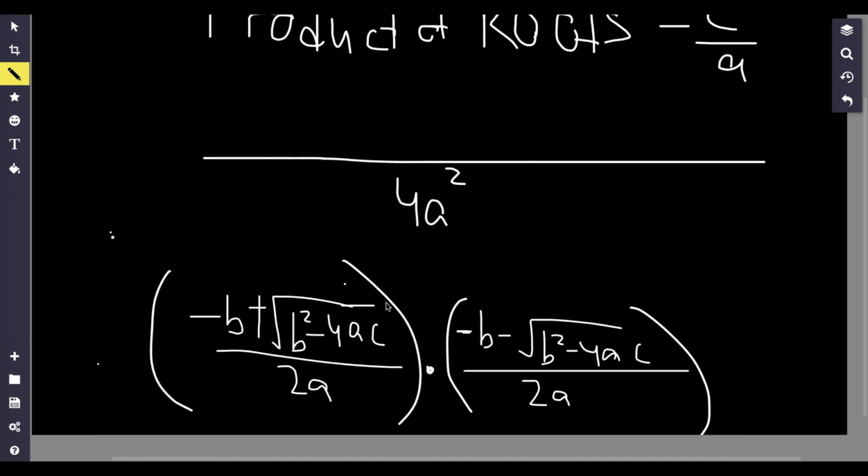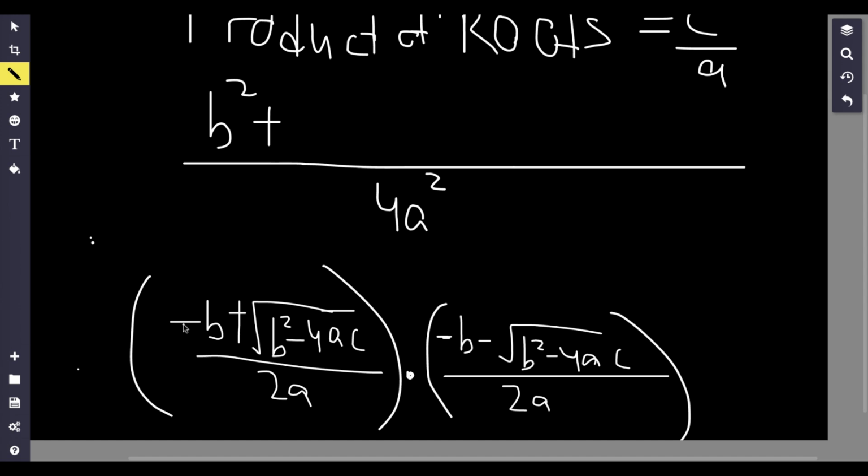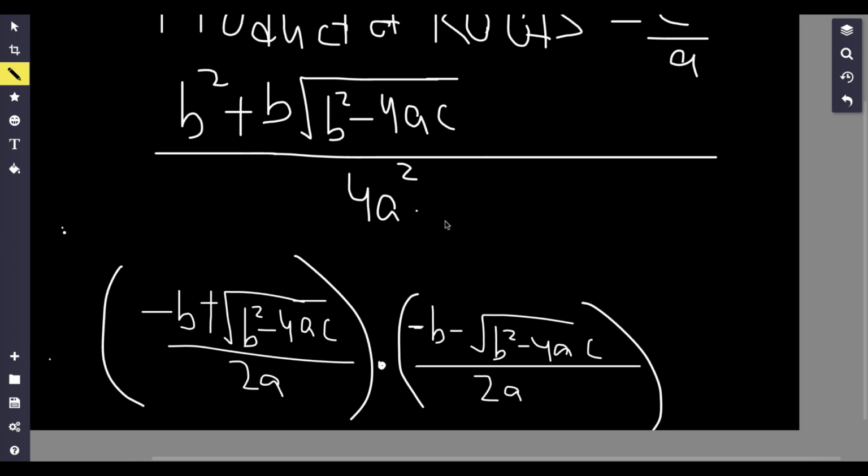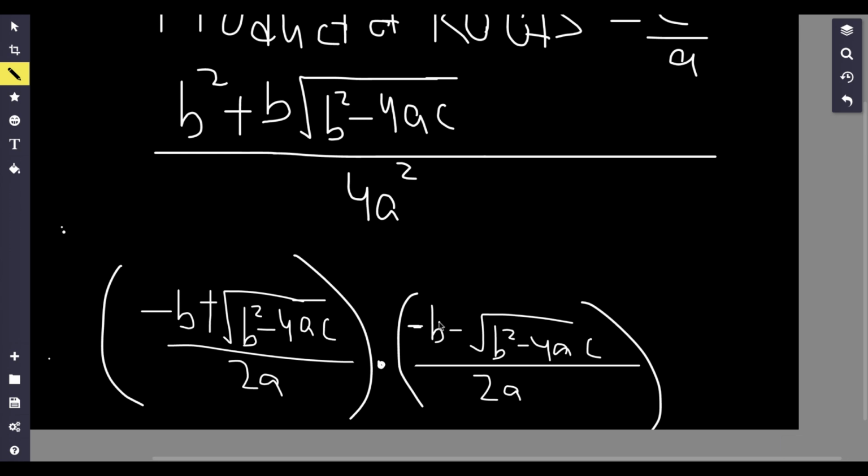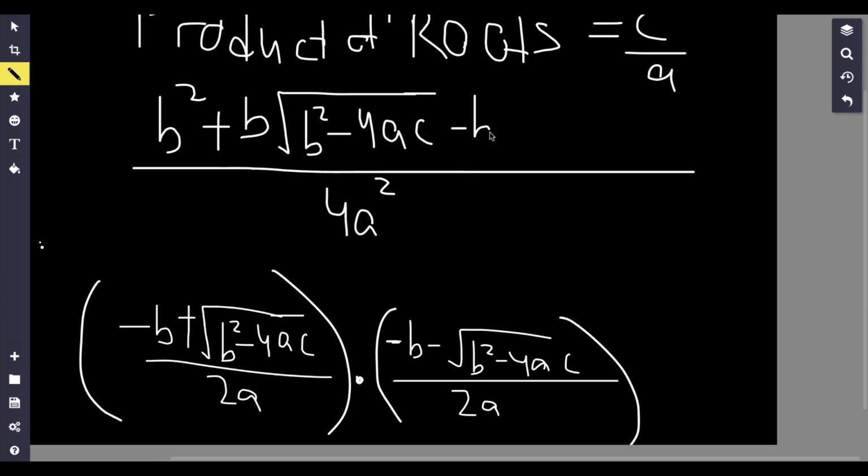So negative b times negative b is b squared. Then negative b times the square root of b squared minus 4ac is going to be plus, right? Because a negative and a negative makes a positive. So this is just going to be plus b times the square root of b squared minus 4ac. Positive square root of b squared minus 4ac times negative b is just going to be negative b times the square root of b squared minus 4ac.